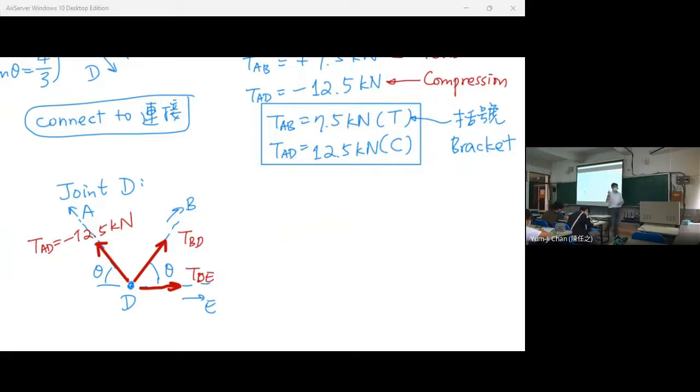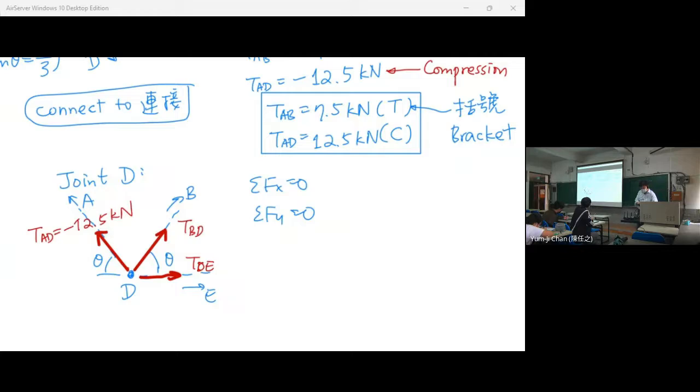Draw them going outward. Then you have summation Fx equal to 0 and summation Fy equal to 0. So you work on it again and again. As I've said before the break, it is not difficult.